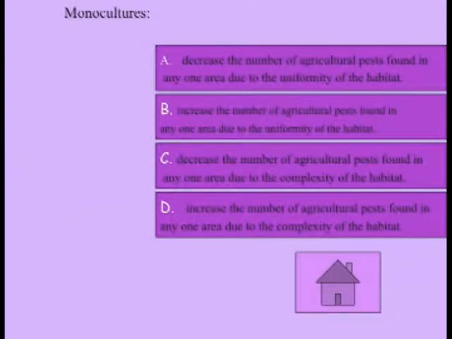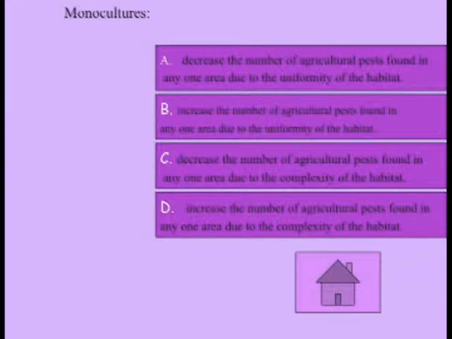Okay, monocultures. A, decrease the number of agricultural pests found in any one area due to the uniformity of the habitat. B, increase the number of agricultural pests found in any one area due to the uniformity of the habitat. C, decrease the number of agricultural pests found in any one area due to the complexity of the habitat. Or D, increase the number of agricultural pests found in any one area due to the complexity of the habitat.